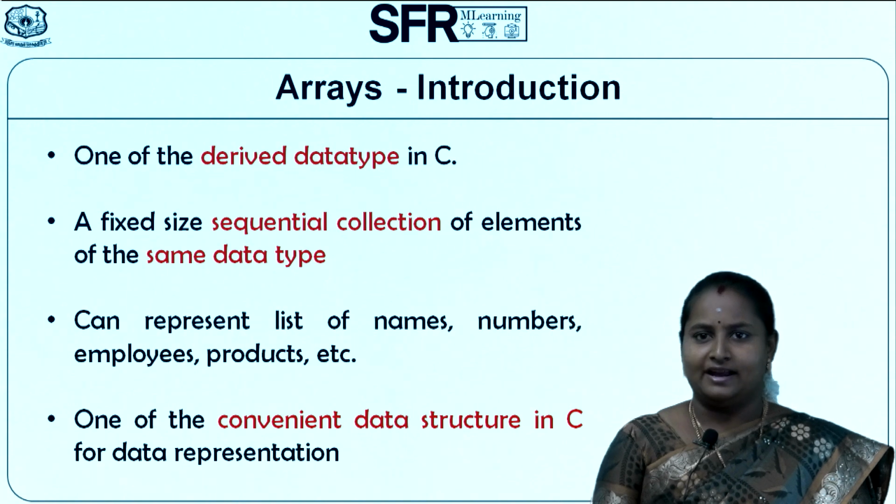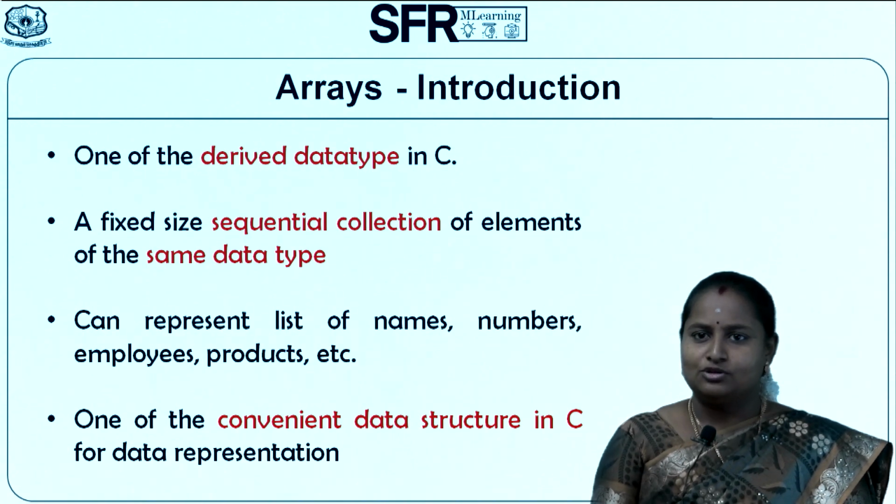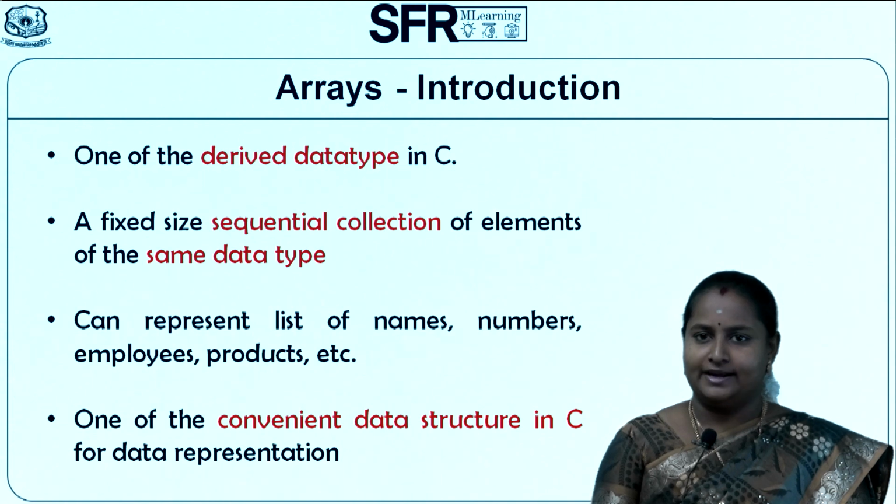For example, an array can represent a list of names, list of numbers, list of employees, list of products, etc. And also, it is the most convenient data structure in C for data representation.